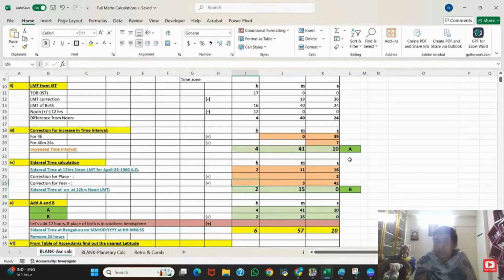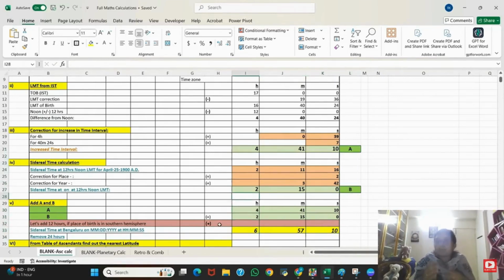So I have noted down A and I have noted down B. I have to add them up here. I've already put a formula, so that's why it is already available here. So 6 hours, 57 minutes, 10 seconds. This is the sidereal time which has already arrived. I just have to add A and B here.